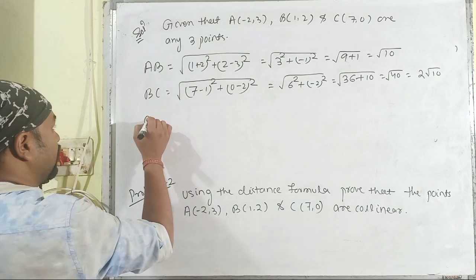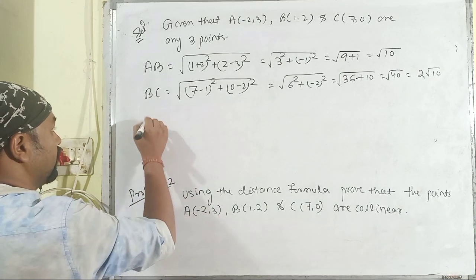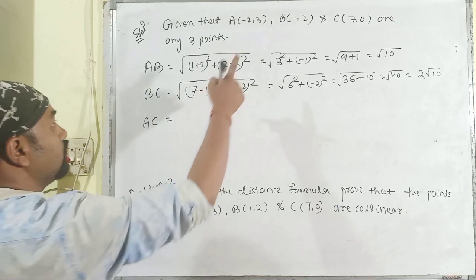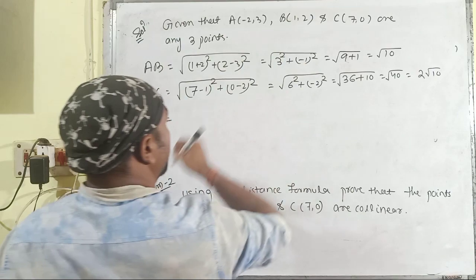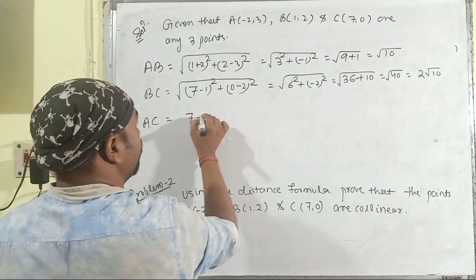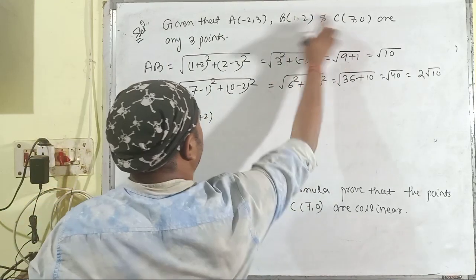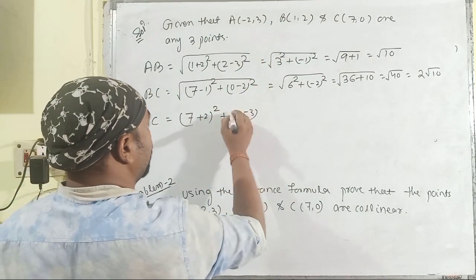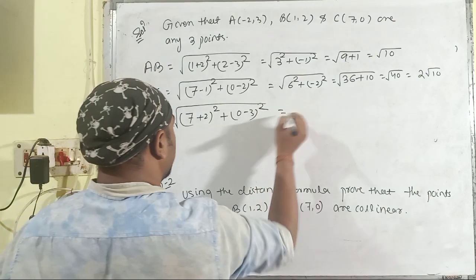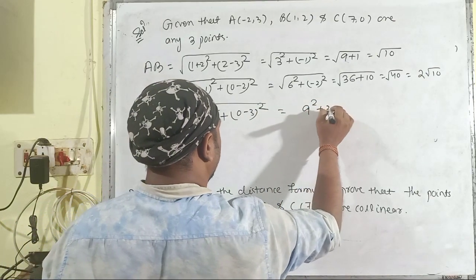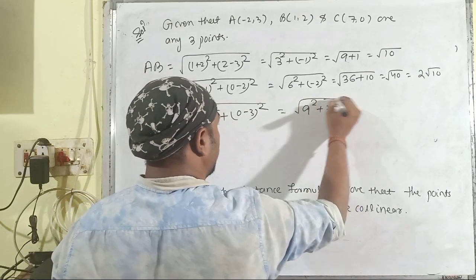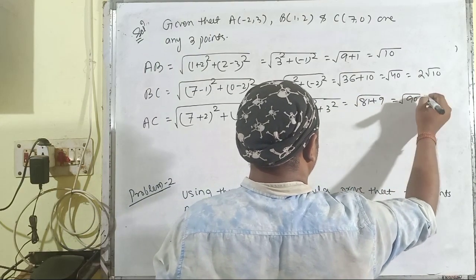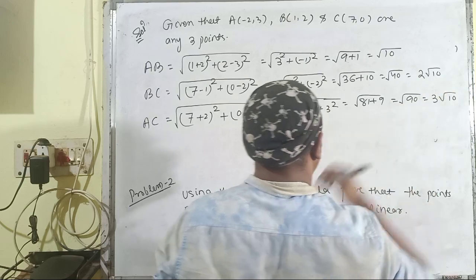Then moving towards the length of AC. So considering these 2 points A and C, it is 7 minus (-2), that means 7 plus 2. Then it is 0 minus 3, and it's a whole square. So it is 9 squared plus 3 squared. So it is 81 plus 9, that means it is square root of 90, and this is 3 root 10.